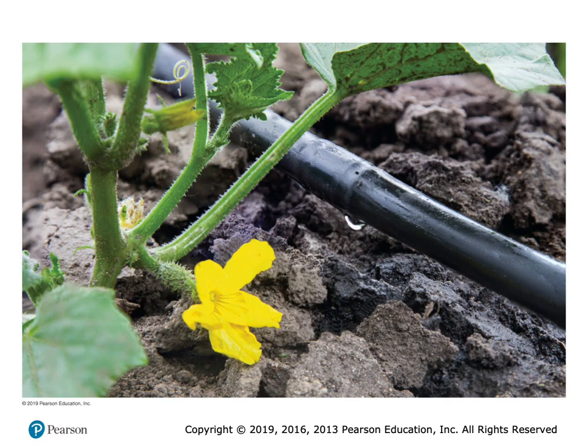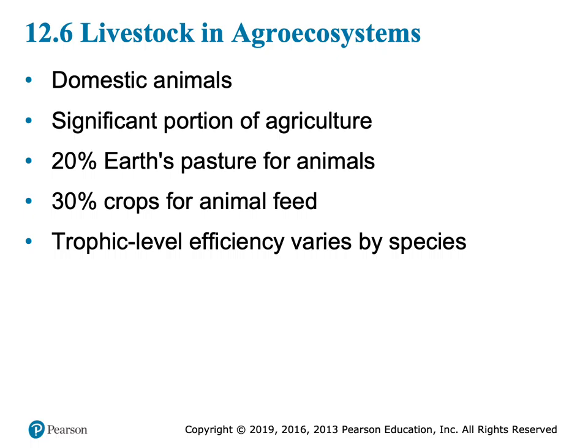Livestock and agroecosystem. There's domestic animals, which represent a significant portion of agricultural operations. Humans use nearly 20% of Earth's land as pasture to support domestic animals. In addition, nearly 30% of cropland is used to produce hay and grain to actually feed the livestock.